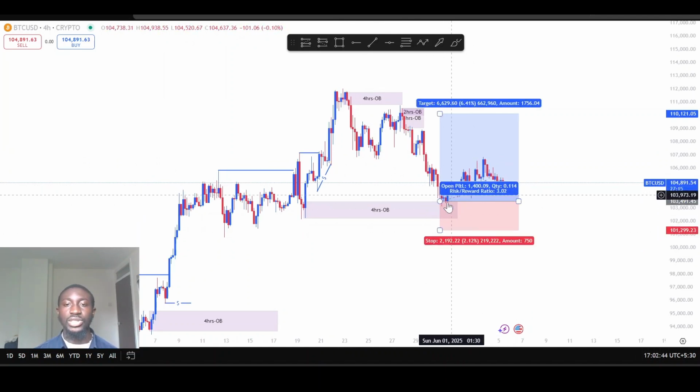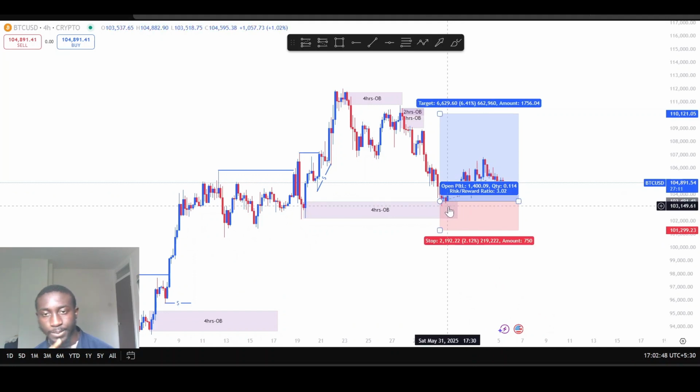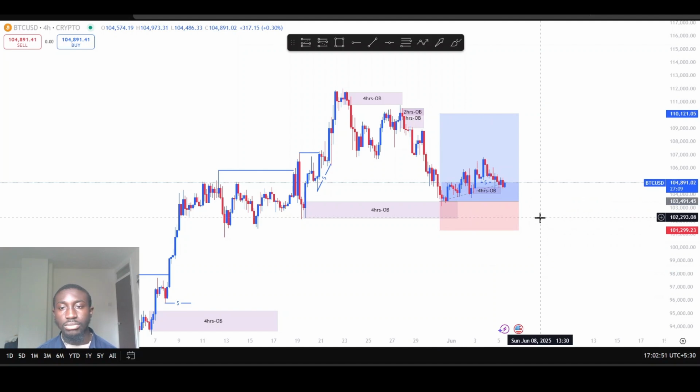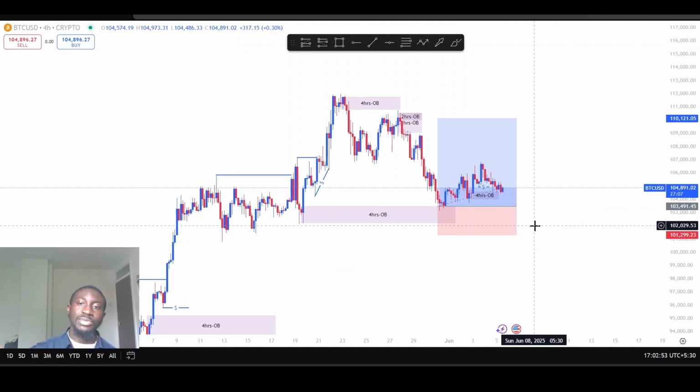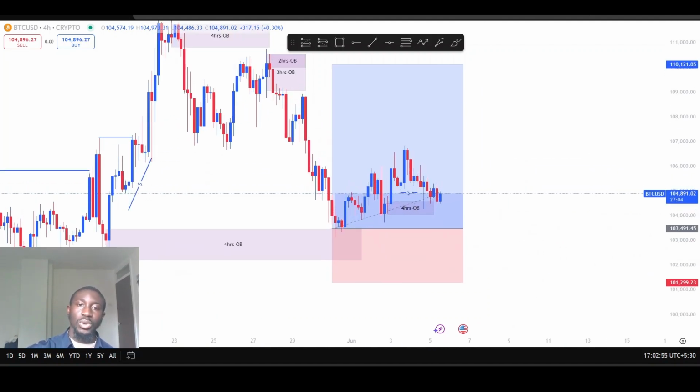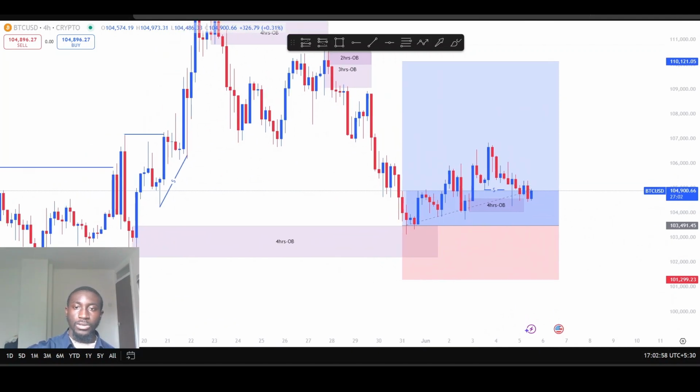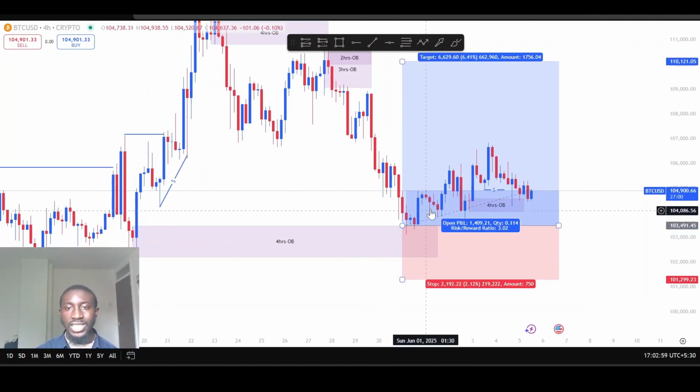I've been on this trade since Saturday, and today is Thursday. I've been swinging this trade. This is what I want to talk about on this trade. You are seeing this move right now.